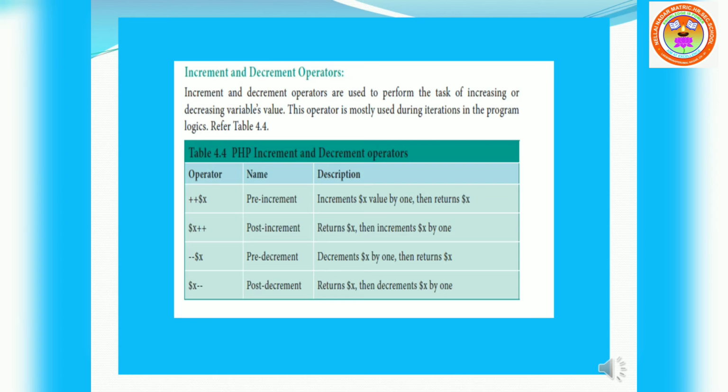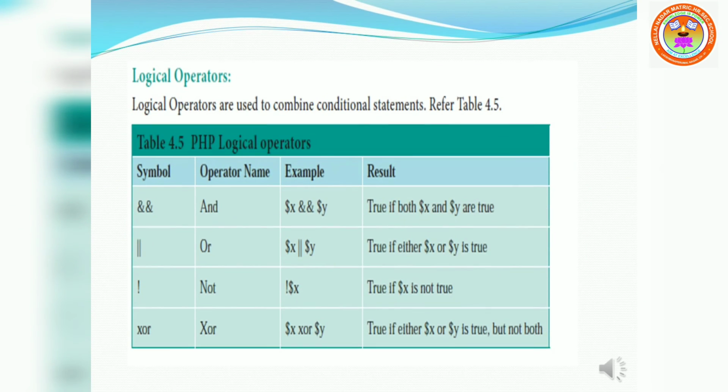Plus plus $x. That is pre-increment. It increments $x value by 1 and then returns. If it is pre-increment, it will first increment the value and only then return. Whereas in post-increment, it returns $x, and only then it will increase. That is the difference between post and pre. The same for decrement also. Pre-decrement, first it will decrement the value and then return. Whereas in post-decrement, it returns $x and then decrements the value.